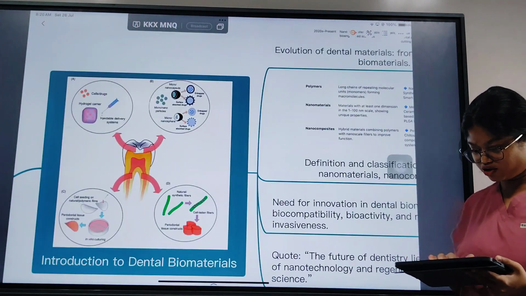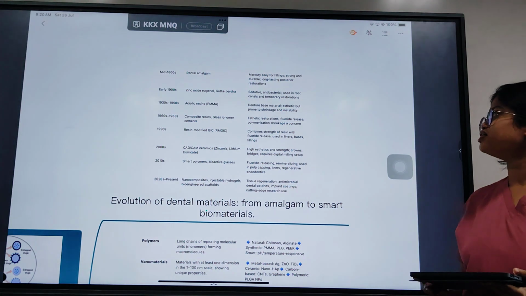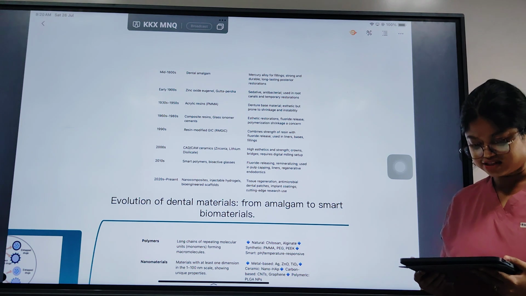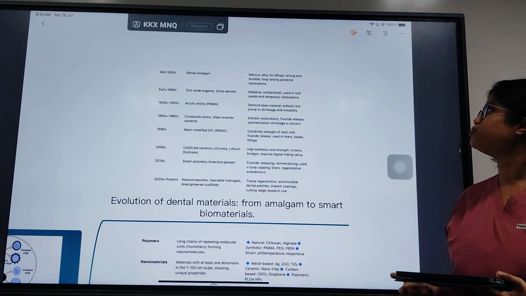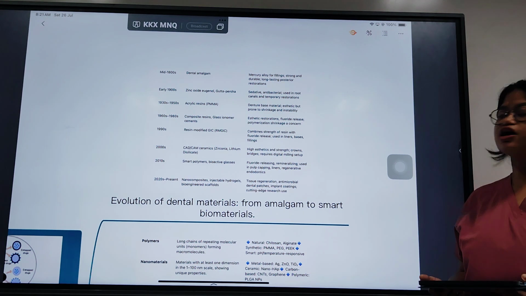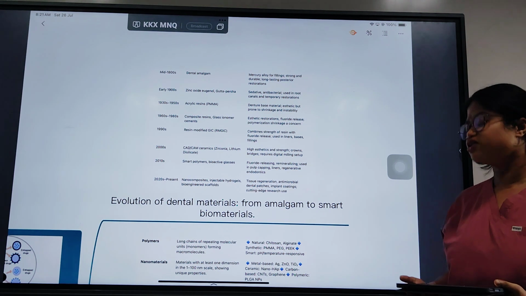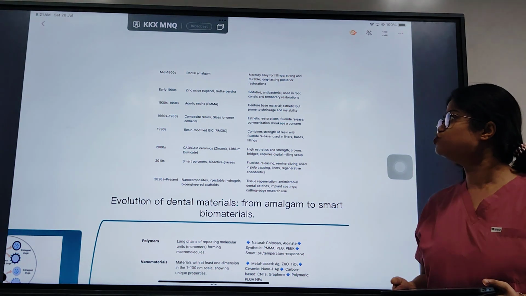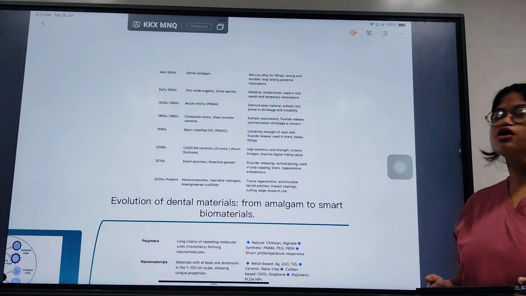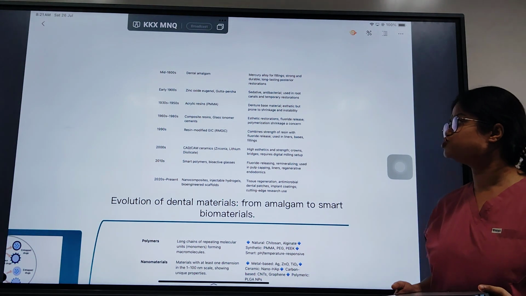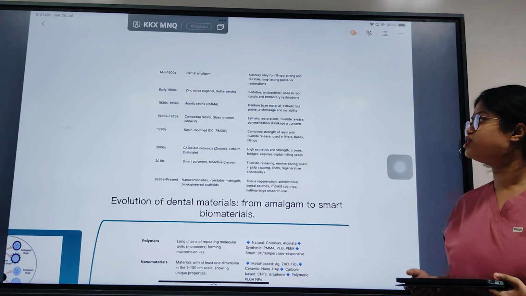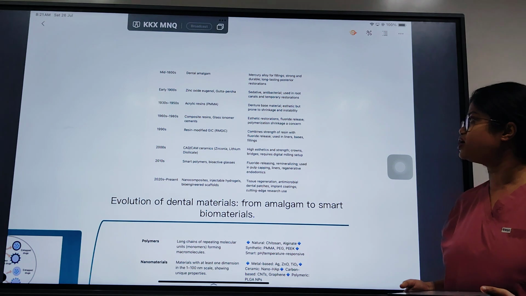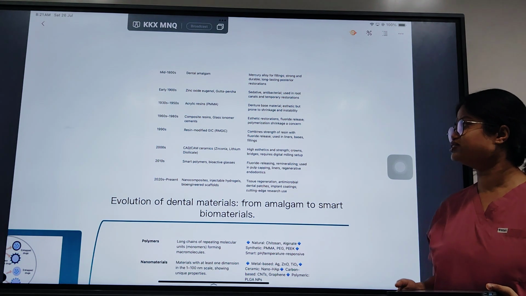So coming to the evolution of dental materials, we can see in this chart how the dental materials evolved through the years. In the mid 1800s, dental amalgam came into play, and mercury alloy was used for fillings. It was strong, durable and long lasting for posterior restorations. In the early 1900s, we saw zinc oxide eugenol and gutta percha used specifically for sedative and antibacterial purposes, in root canals and temporary restorations. In the 1930s to 1950s, we saw acrylic resins, specifically PMMA, used as a denture base material, aesthetic but prone to shrinkage and instability.